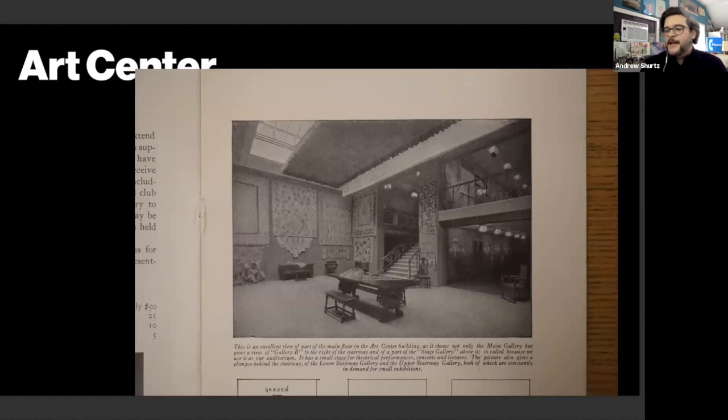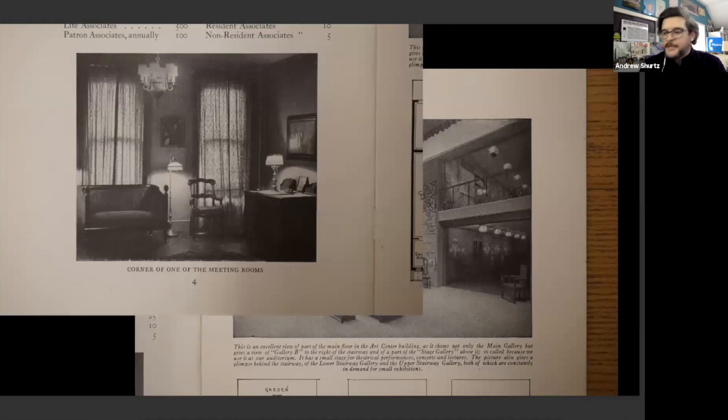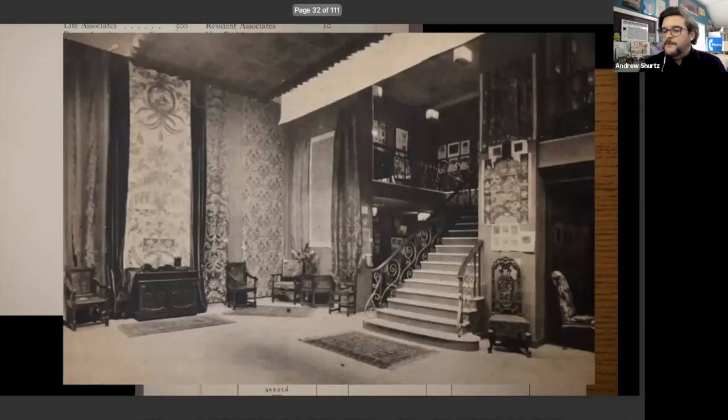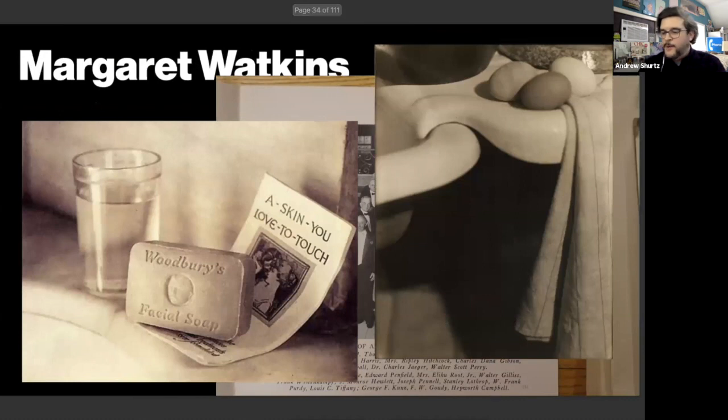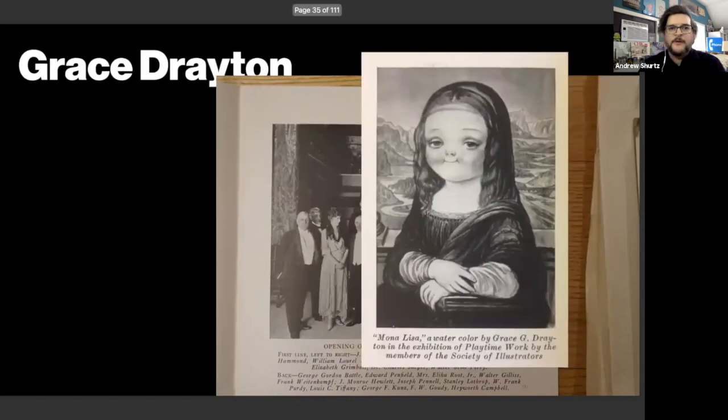Each society had space in the Arts Center. They had shared galleries and individual meeting rooms, and all of these allowed them to rub shoulders with each other and create new, exciting influences. A designer like Frederick Gowdy, one-time president of the AIGA, he's the white guy in the back, could encounter the personal work of Margaret Watkins, a member of the Pictorial Photographers and a pioneer of modern advertising photography, or the work of Grace Drayton, creator of the Campbell Soup Kids and a member of the Society of Illustrators.